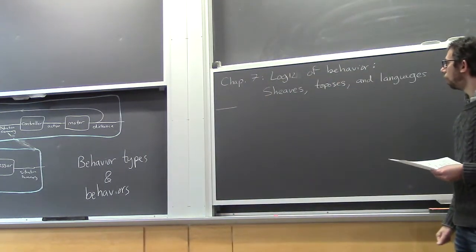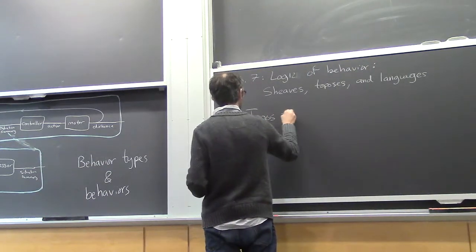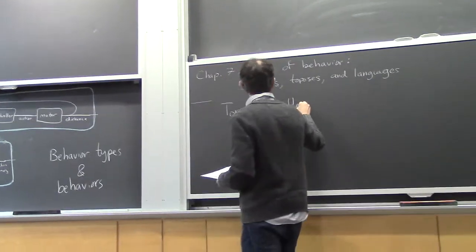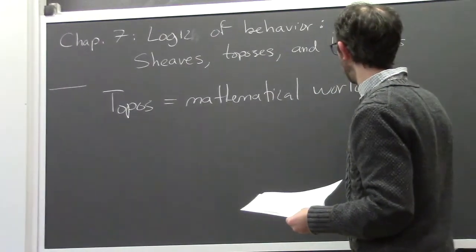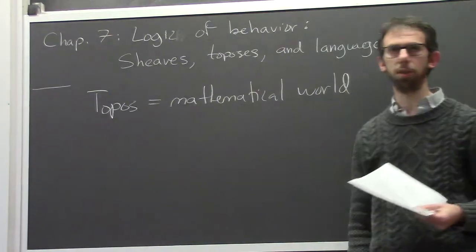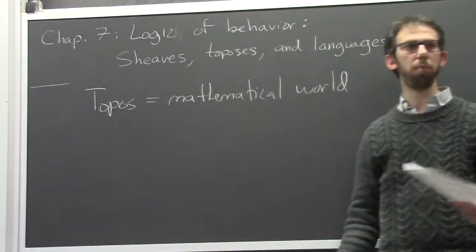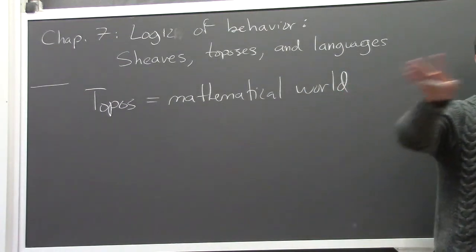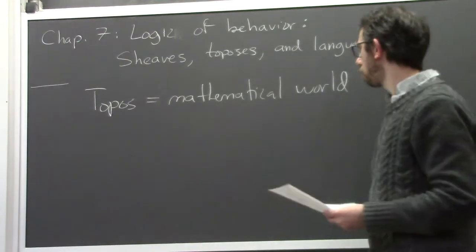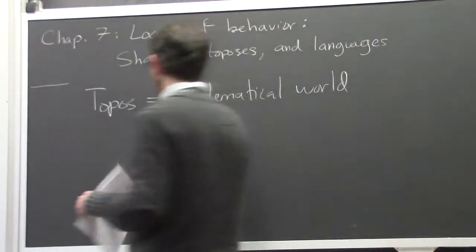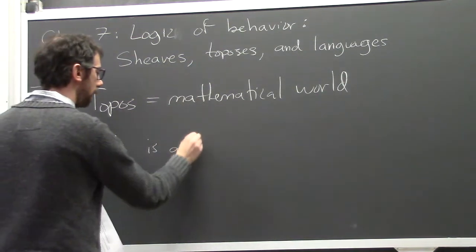So a topos is a mathematical world. It's a world where mathematical statements can be interpreted. Like I have a group. If I have a topos for a topological space, that group is allowed to change through the space. So the most common topos is the topos of sets. And that's what we'll be talking about today.